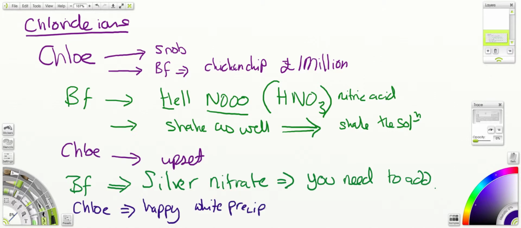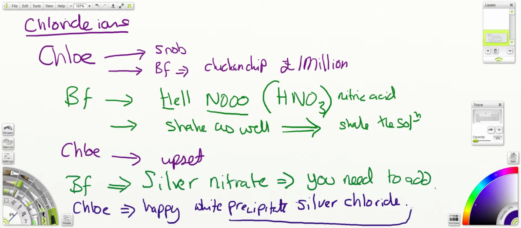Remember, this means a solid, so you'll see a white solid, and the precipitate itself is called silver because you've just given her the silver. And Chloe of course is the trigger word for chloride. So right at the end of this, you end up having a silver chloride precipitate.